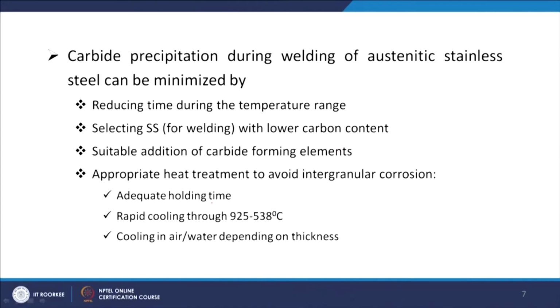Then you go for rapid cooling through the temperature range of 925 to 538 degrees centigrade. You go for rapid cooling to hold the carbon in solution, and you cool in air or water depending on the thickness. When your thickness is less, you can cool in air, and if your thickness is more than that, it can be plunged into water or spray cooled. This way you will have control on the carbide precipitation during the welding of austenitic stainless steels.